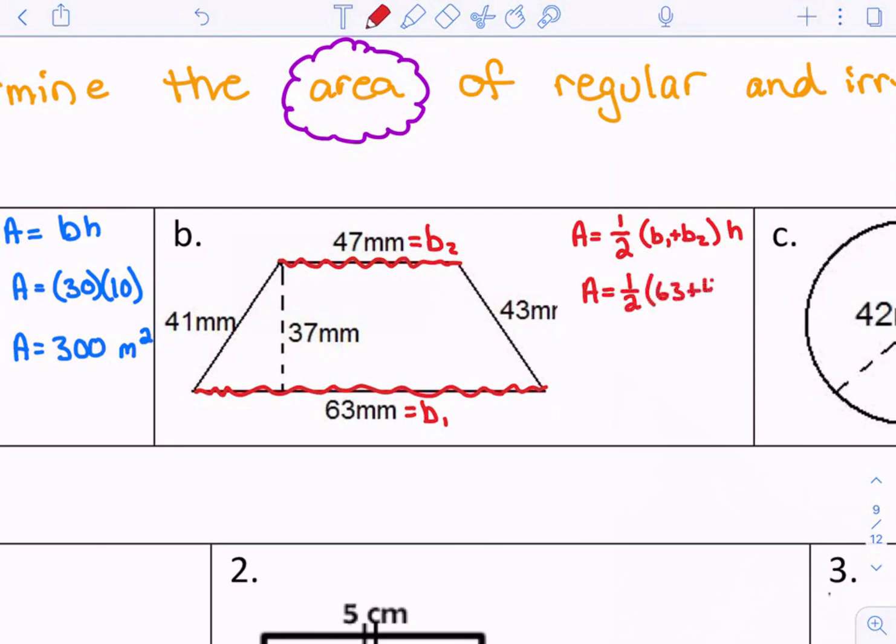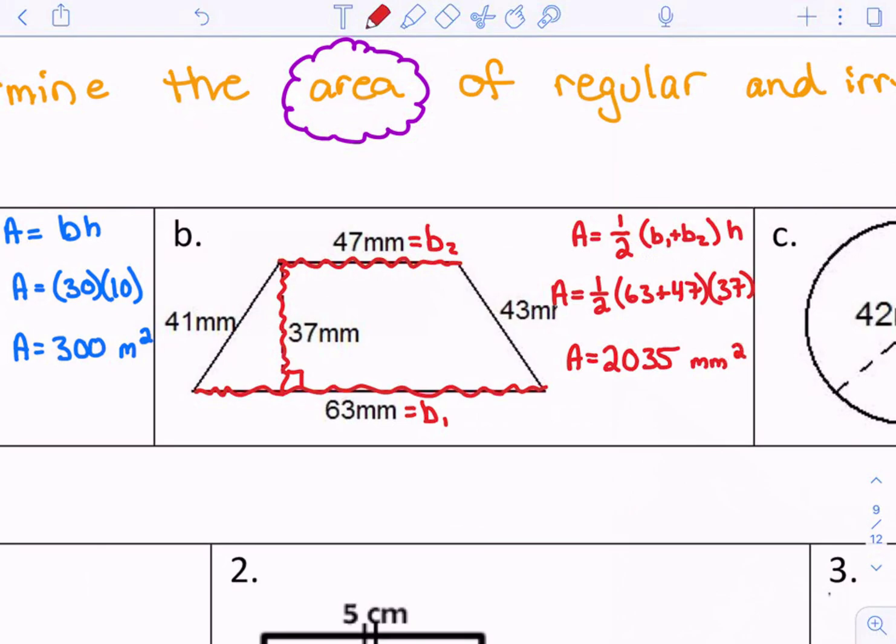63 plus 47, and then the height has to be the perpendicular one. So this is times 37. And I'm sure Miss Murphy just grabbed her calculator. I got 2,035 square millimeters. 2,035? Yes. Millimeters squared.